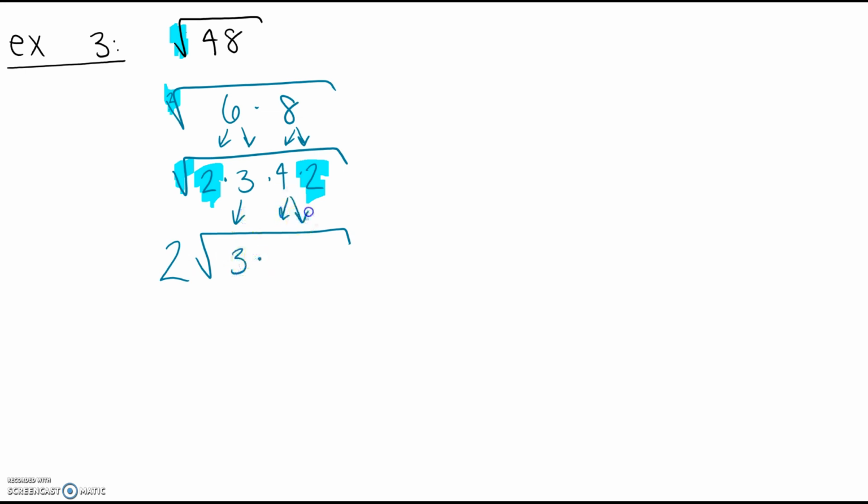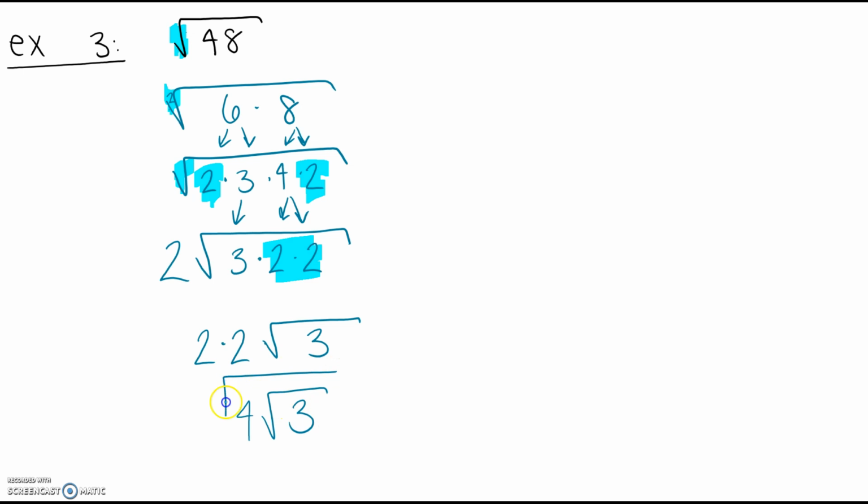and then keep factoring. Well, 3 can't be factored anymore. And what multiplies to 4? 2 times 2. Since I have another 2 of the same being multiplied together, I can put one on the outside. So I've got 2 times 2 times the square root of 3, or 4 square roots of 3. And that's my final answer.